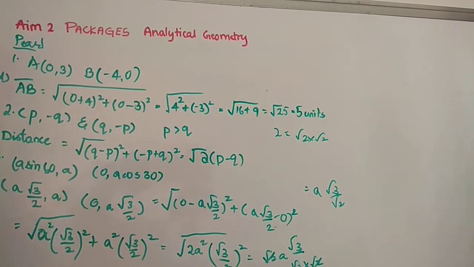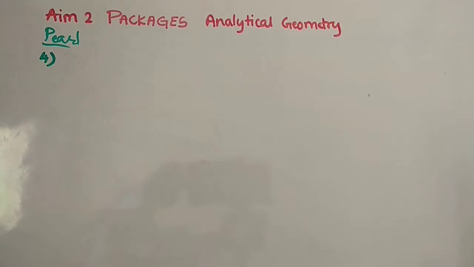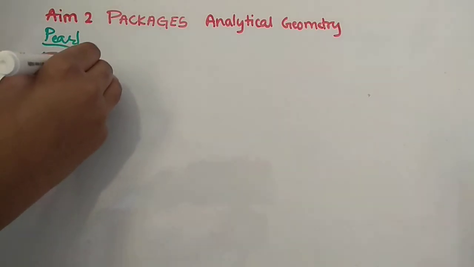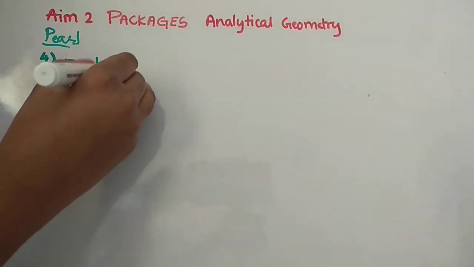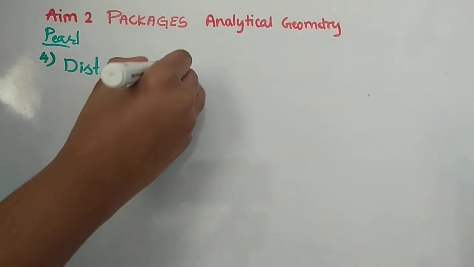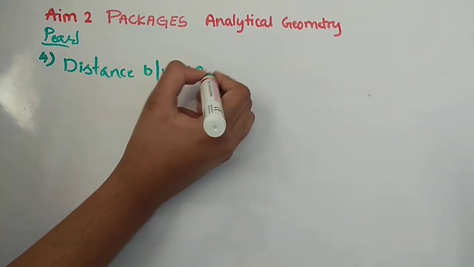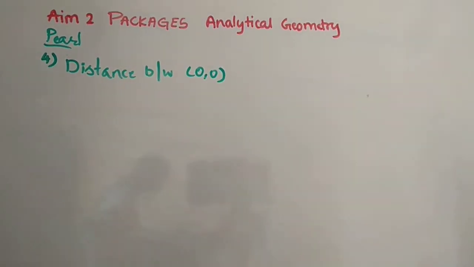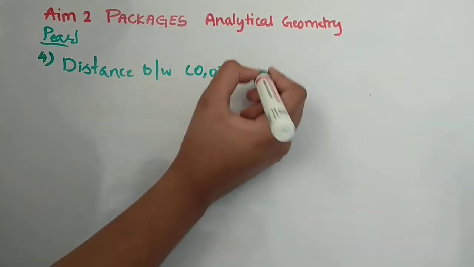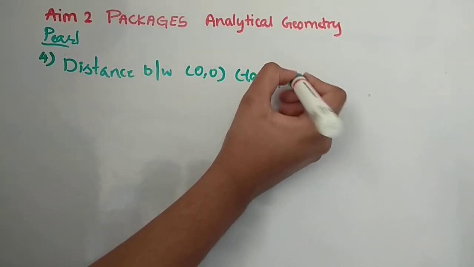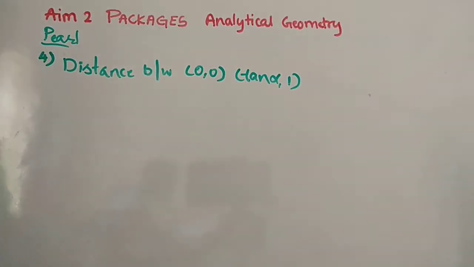Now we will see from the fourth question. So what is the fourth question actually? It is the distance between 0, the origin, and tan alpha, 1. So what is the distance first? They asked the distance between the origin, which means 0, 0, and the other point, tan alpha, 1. Right, so how to find the distance?